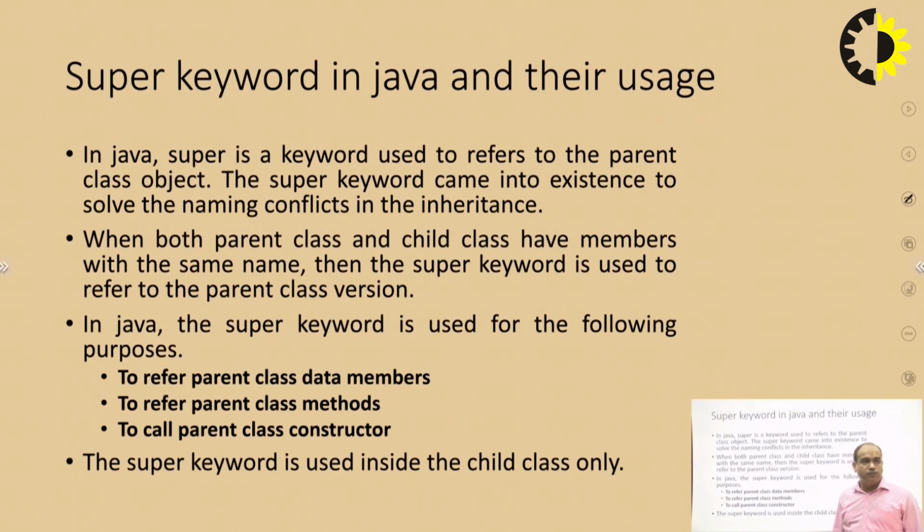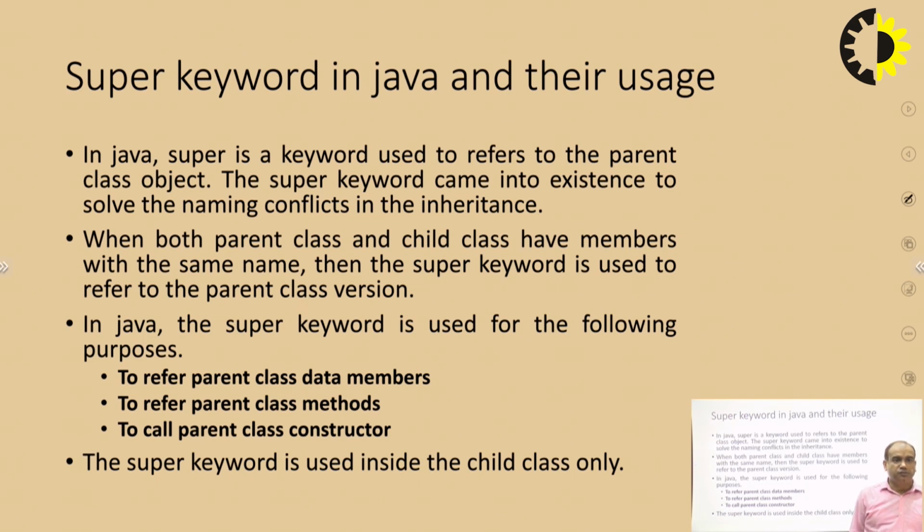Last is the super keyword and its usage. Super is a very important keyword. Super is used to refer to the parent class object. The super keyword came into existence to solve the naming conflict in inheritance. When both parent class and child class have members with the same name, the super keyword is used to refer to the parent class version.